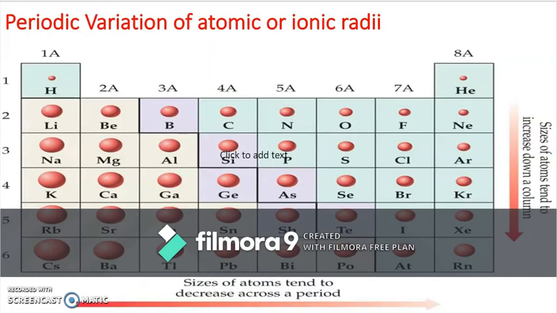Now, next is the periodic variation of atomic or ionic radii, or simply the trend. As we move from left to right, like hydrogen to helium, the size of atom tends to decrease across the period. Simply, left to right, size decreases. As we move from top to bottom, like hydrogen to cesium, the size of atom tends to increase down a column.